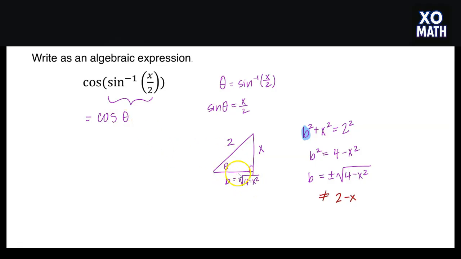So cosine becomes adjacent over hypotenuse. So we'll have the adjacent side to theta as the square root of 4 minus x squared over the hypotenuse 2. So we've gone from a trigonometric expression to an algebraic expression. So we have x raised to a power, and we have a root function, but there's no more trig functions involved.